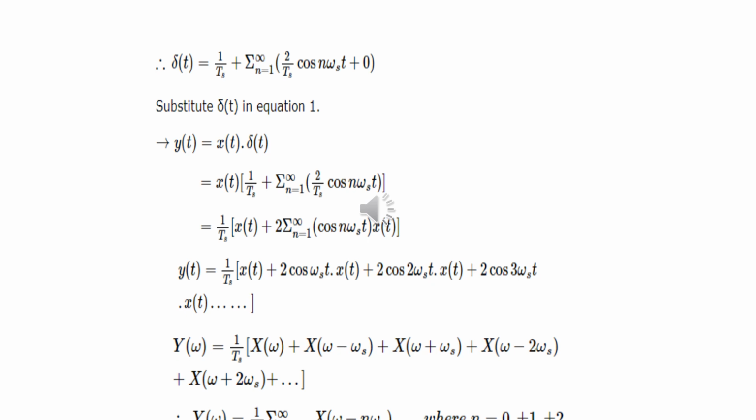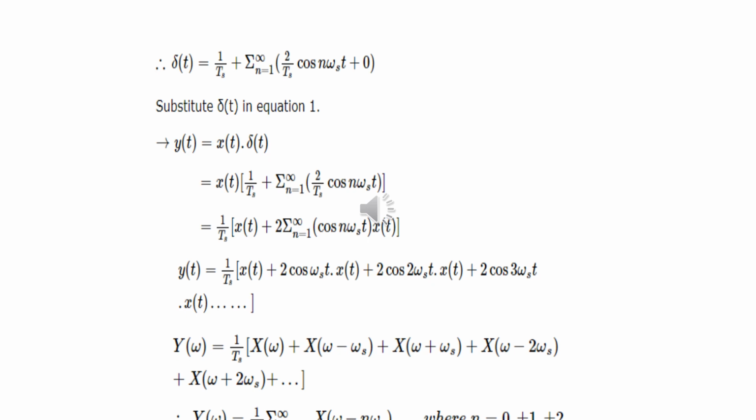Now we have the values for x(t) and δ(t). From that we can write equation 1 as y(t) = x(t)·δ(t) = x(t) [1/Ts + summation n equal to 1 to infinity of 2/Ts cos n ωs t]. Now the common factor 1/Ts is taken out, so we have x(t) plus 2 times the summation of n equal to 1 to infinity of cos n ωs t times x(t).